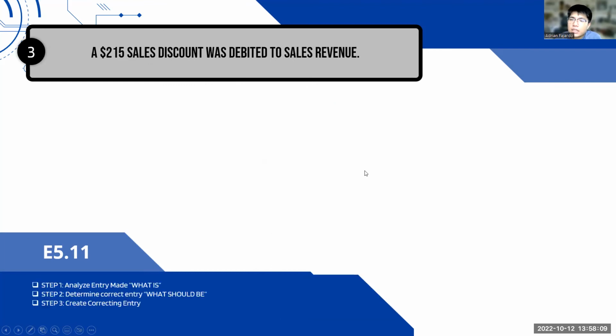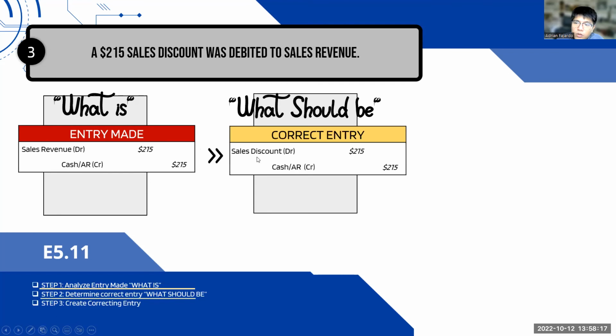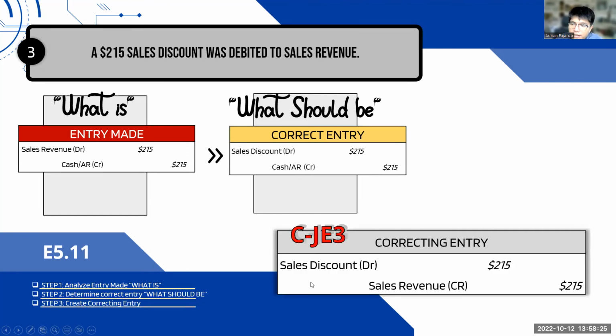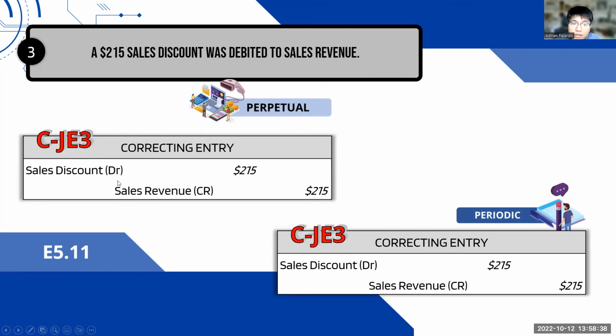Error number 3. Yung sales discount, they erroneously debited it to sales revenue. So in fact, the should be would be debit sales discount, credit cash of 215. So similarly, we just correct this. Debit sales discount, credit sales revenue of 215. Again, this is our perpetual correcting entry. Will there be a difference if it's periodic? No. Right? Because sales-related transactions, ang difference lang nila is that walang COGS na nire-recognize si periodic during sales. It's only at the end of the period.